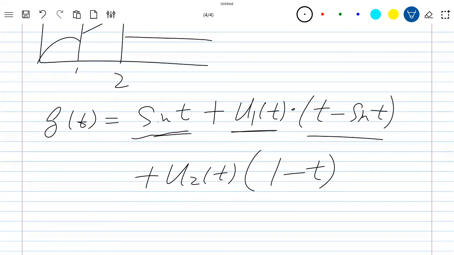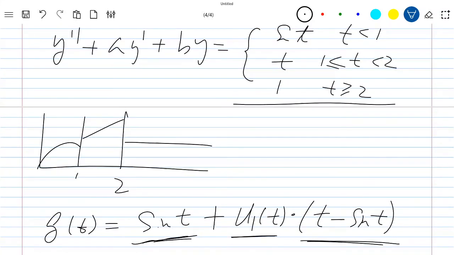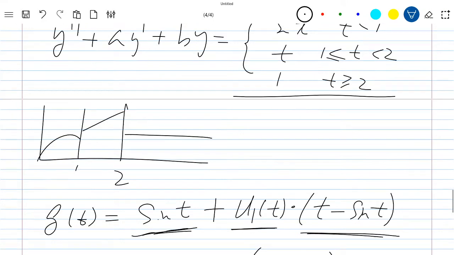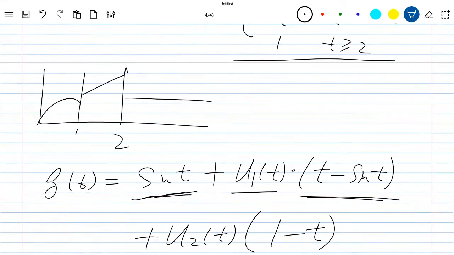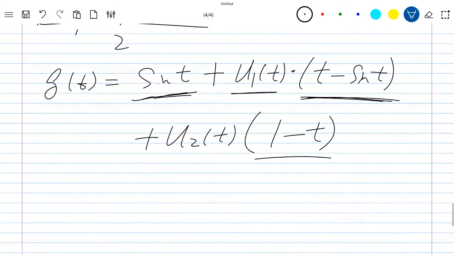Because when t is more than 2, you have this plus that, which will recover 1. Okay? So when you write down the piecewisely defined function in the step function, you write down the sum, and each one is the difference times the step function. Okay?